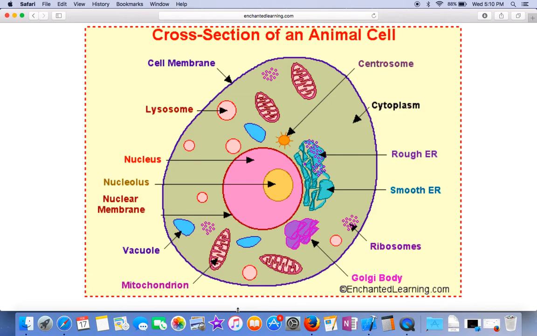So what they are: fluid-filled, membrane-surrounded cavities inside our cell, and they fill with food being digested and waste material that is on its way out of the cell. So the cell membrane is going to allow these wastes to come out of the animal cell, to get rid of the waste.